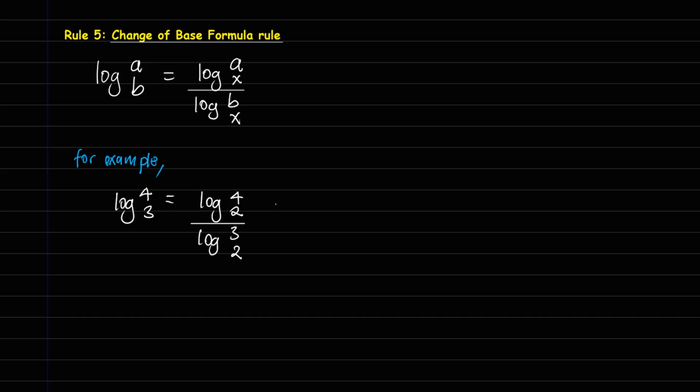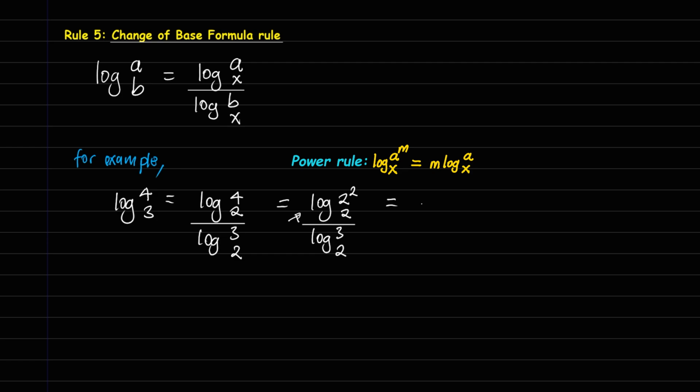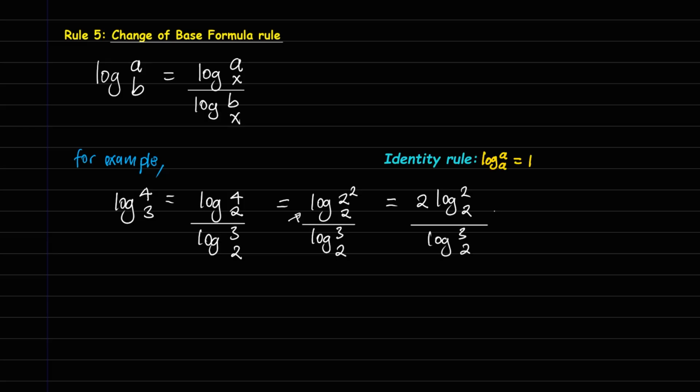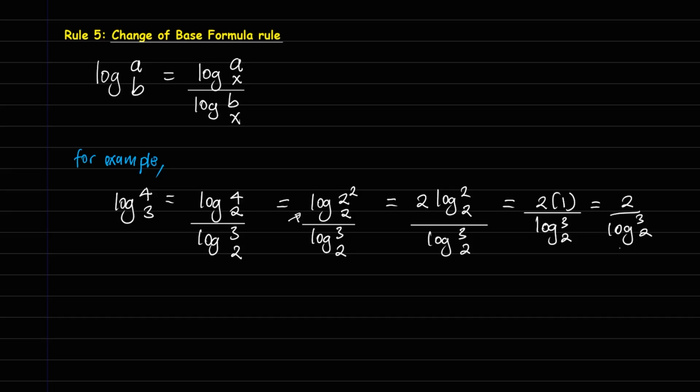But 4 is the same as 2 squared, so this will become log of 2 squared to base 2 divided by log of 3 base 2. From the power rule, 2 will become a coefficient of this numerator. So this will become 2 log of 2 base 2 divided by log of 3 base 2. From the identity rule, log of 2 base 2 equals 1. So we will have 2 times 1 divided by log of 3 base 2, which is the same as 2 divided by log of 3 base 2.